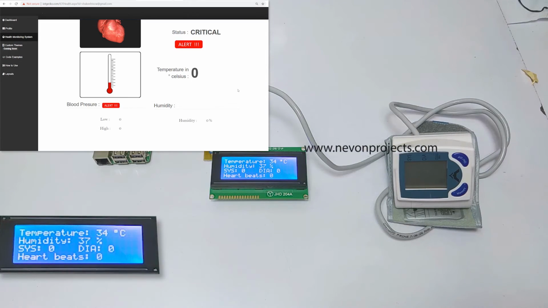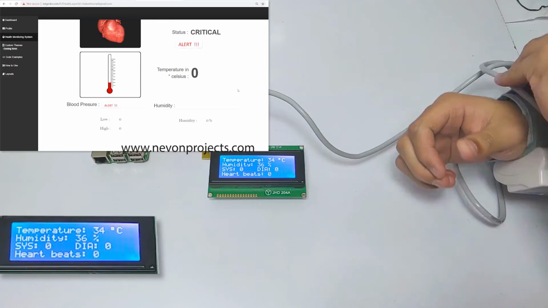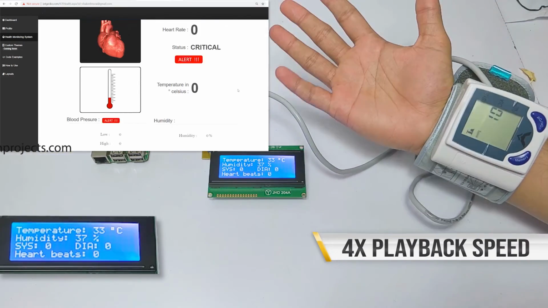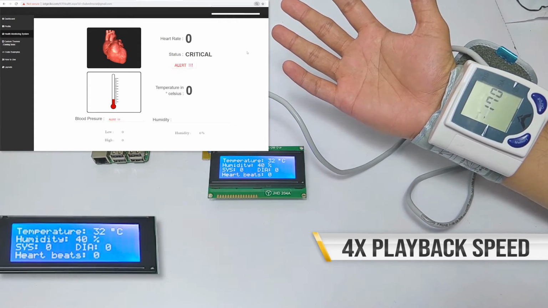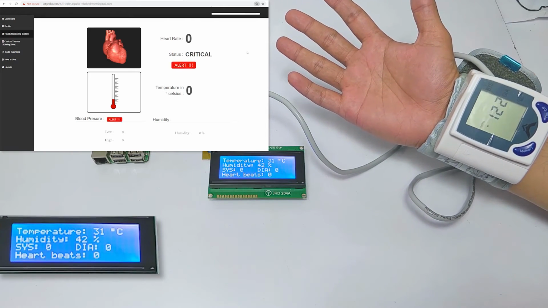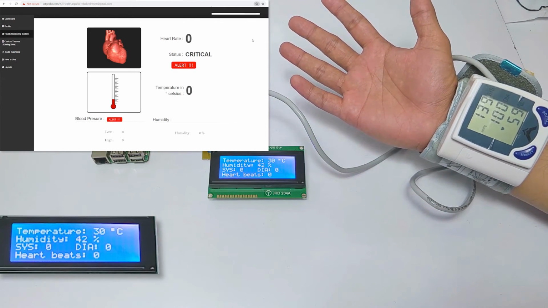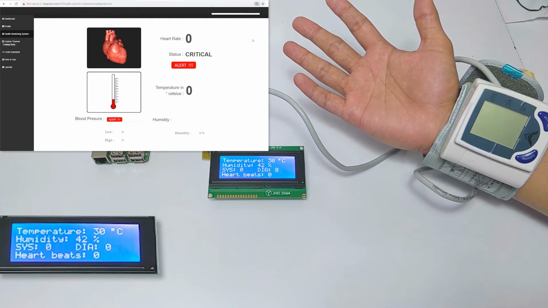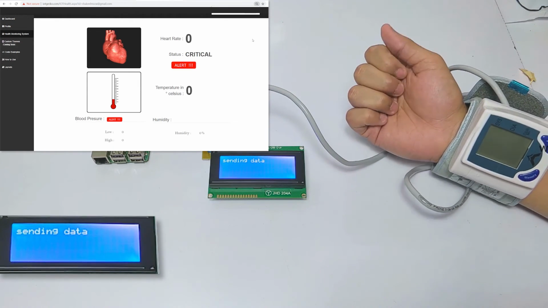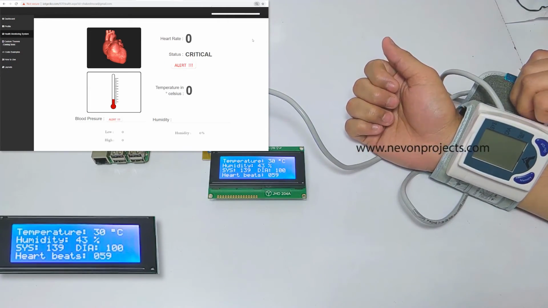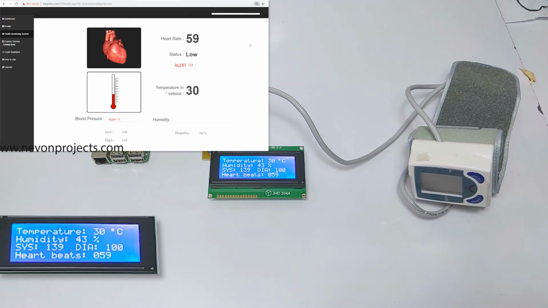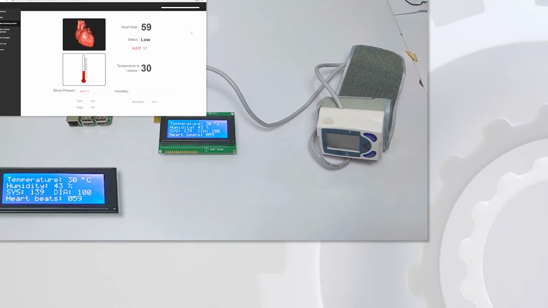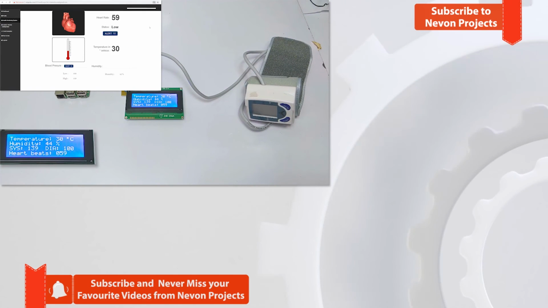Now, let's test the blood pressure monitor. As you can see, the blood pressure as well as the heart rate has been updated over the LCD and the data has been sent to the website using Wi-Fi.